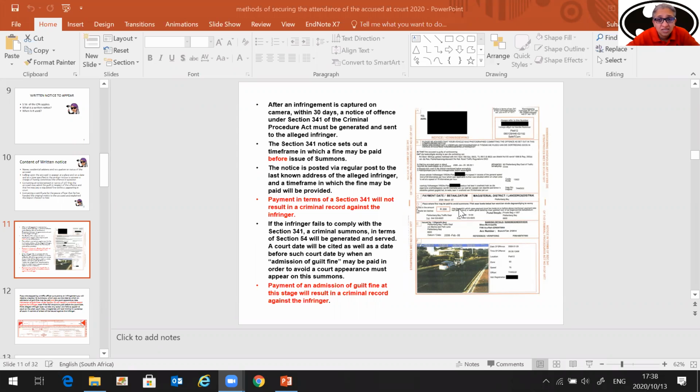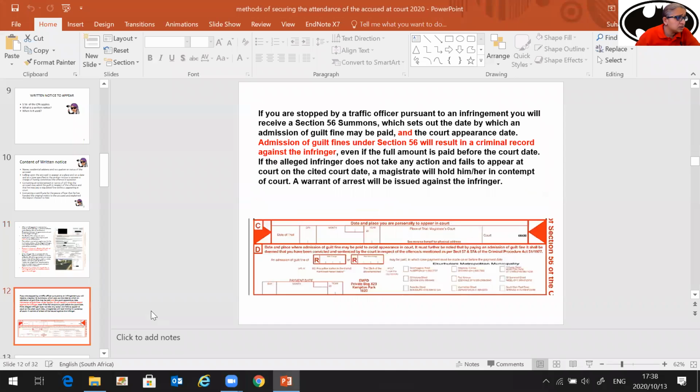Now, if there's a court date on it, then that's a summons. If it doesn't have a court date, it's usually just a written notice. But you'll see here, right? That's the portion that you're looking for. What is important, and I'm not going to say it again here because it is on the audio, it is in your notes, and it is in your readings, is what is the effect? What is the effect of signing and paying an admission of guilt fine?